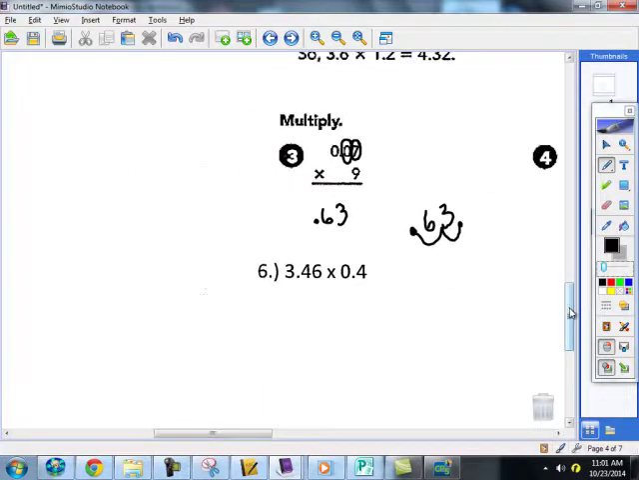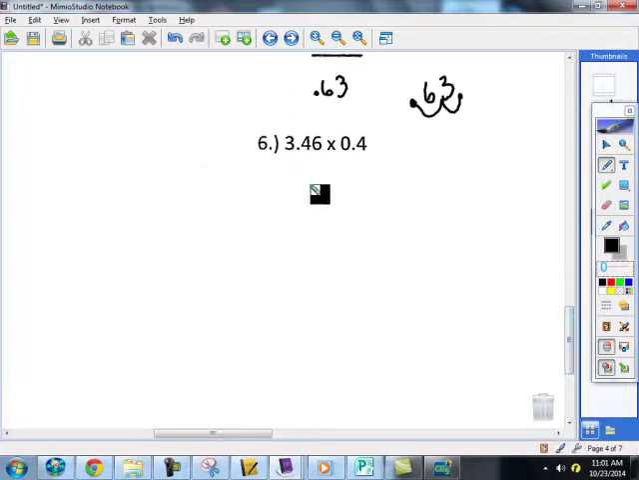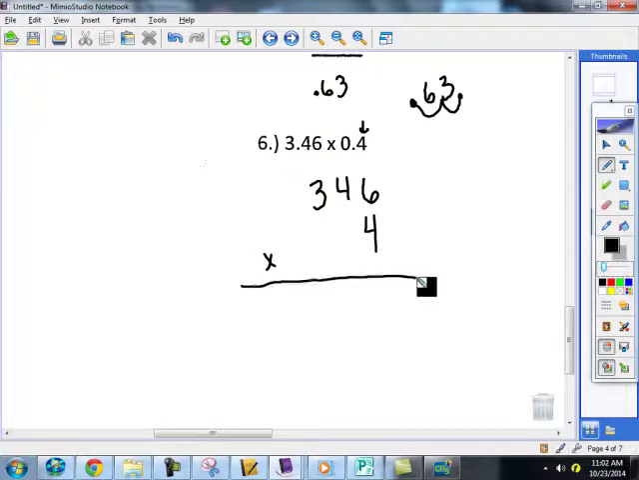Let's go down to number 6 and 7 down here. So here we go. This is going to be 3.46, but we're just going to go ahead and make it 346 times 4. Notice how I shoved 4. Since it's the furthest number to the right, I shoved it all the way to the right. And we're just going to do that. We're not even going to worry about these decimals.